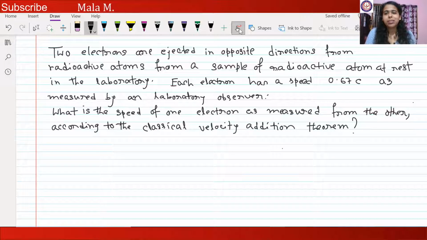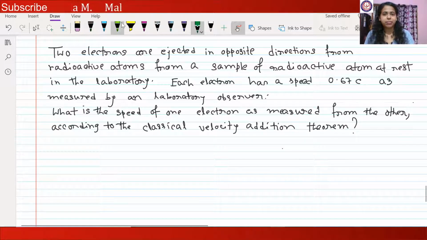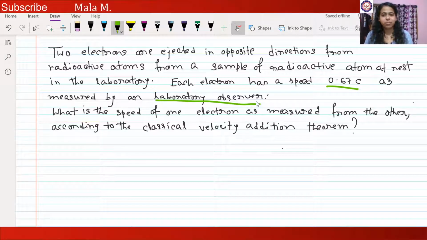So the problem is: two electrons are ejected in opposite directions from radioactive atoms, from a sample of radioactive atoms at rest in the laboratory. Each electron has a speed 0.67 c as measured by a laboratory observer. What is the speed of one electron as measured from the other, according to the classical velocity addition theorem?